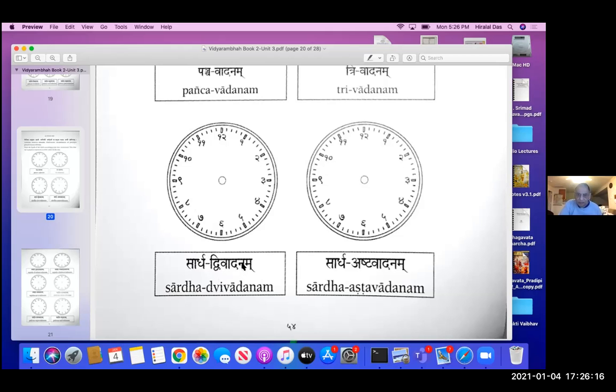And then the short hand is at 2. Yeah, between 2 and 3. After 2, because it's 30 minutes after 2. So it's not exactly at 2, but between 2 and 3. Okay. All right. Next person, Sardha Astavadanam.